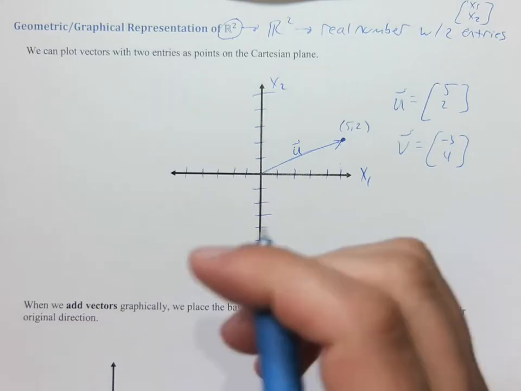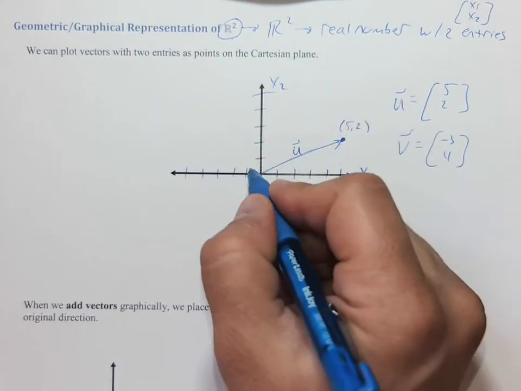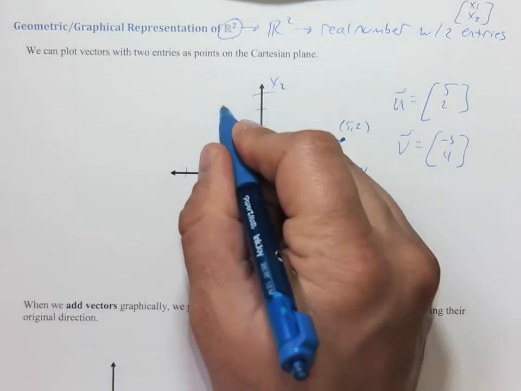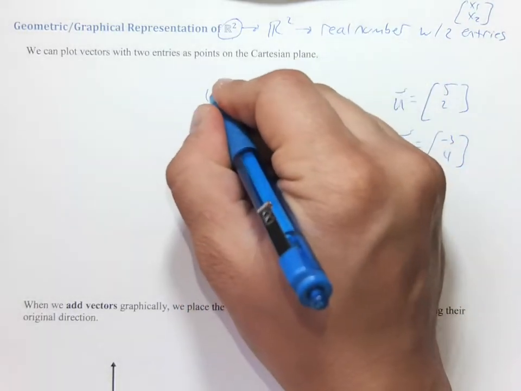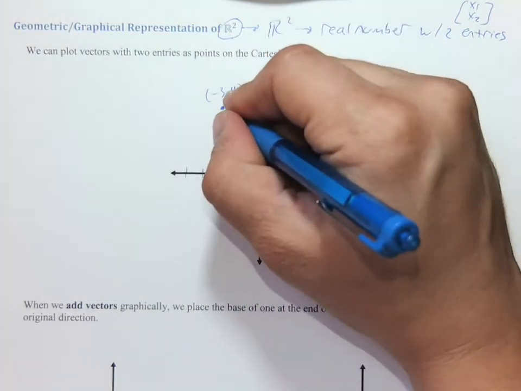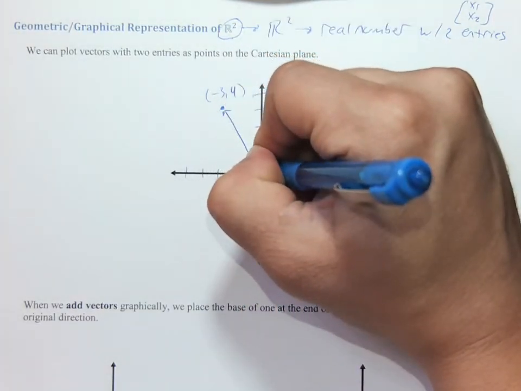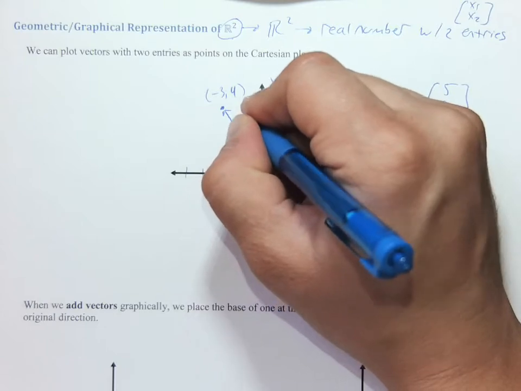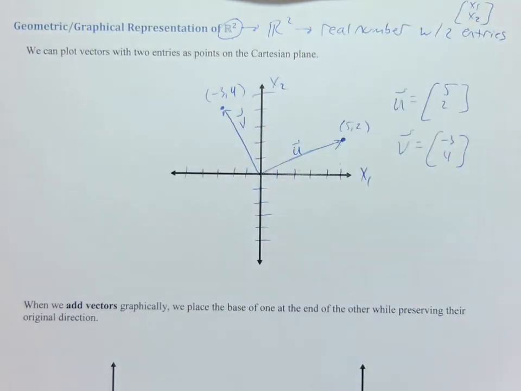And then the vector minus 3, 4, we do the similar thing, right? So minus 3, 4 takes us up here. That's the point minus 3, 4, and then the vector minus 3, 4 points out to there from the origin. So that would be the vector v. Right, so it's very easy to just plot vectors, especially if they're in R2.